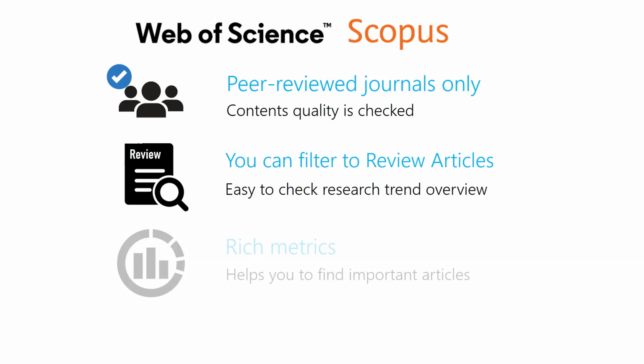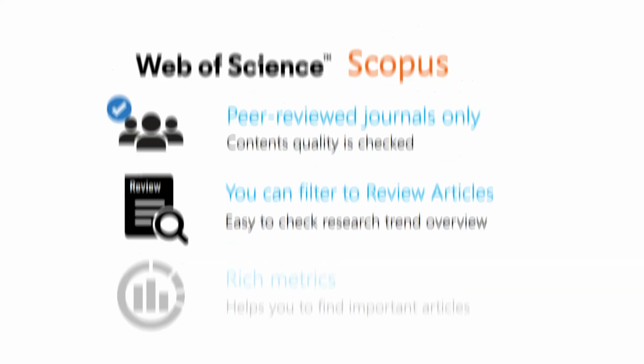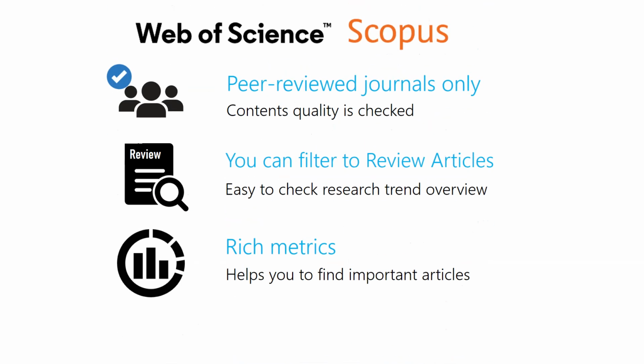Second, you can search for review articles. Review articles are very useful for gaining an overview of research trends in a field, so they are often used for initial information gathering. Third, it allows you to check evaluation metrics such as citation counts. Since you can see how often a paper is cited, it helps identify important papers and influential research.